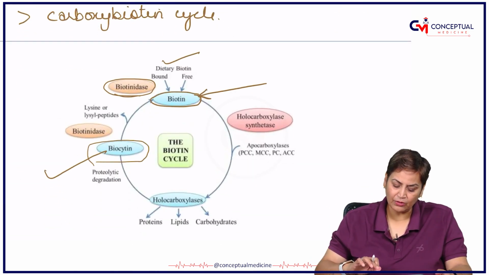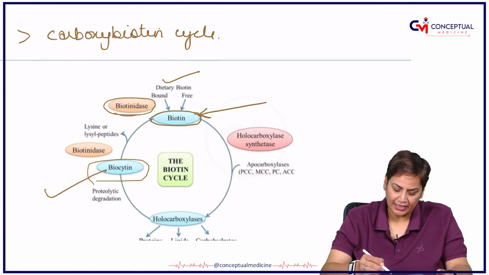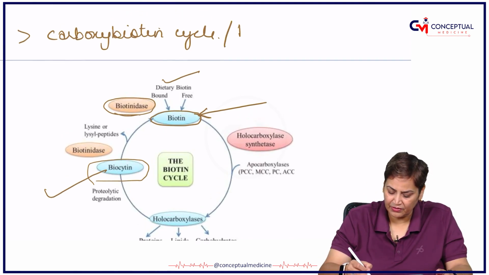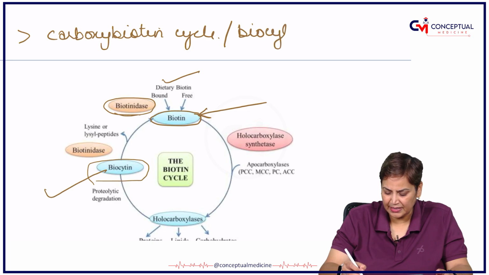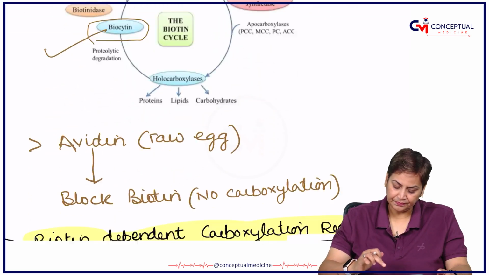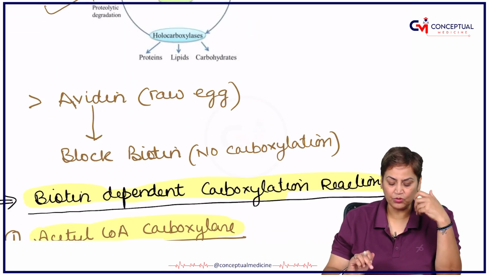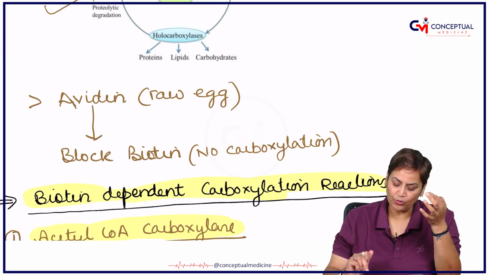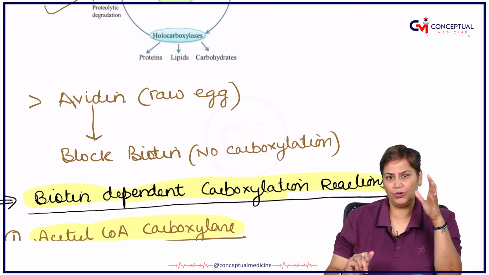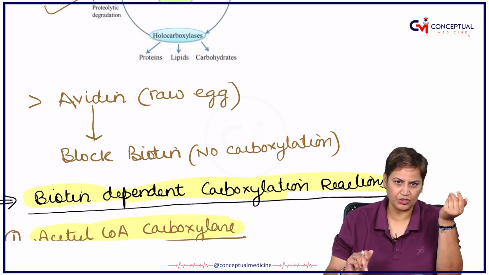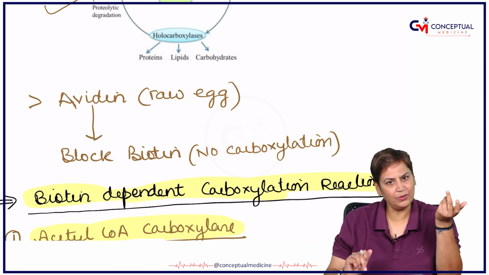This is the carboxy-biotin cycle, or we can also call it the biotin cycle, right? Then avidin: if we consume more raw egg, it is automatically going to block biotin and won't let biotin function. So no carboxylation will be there.